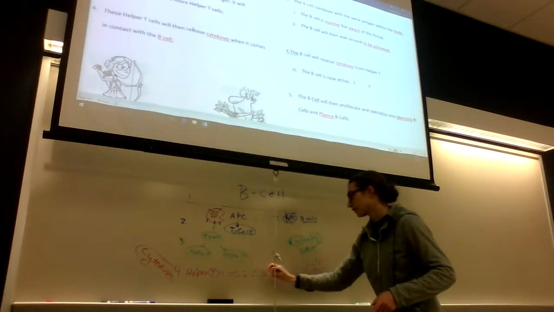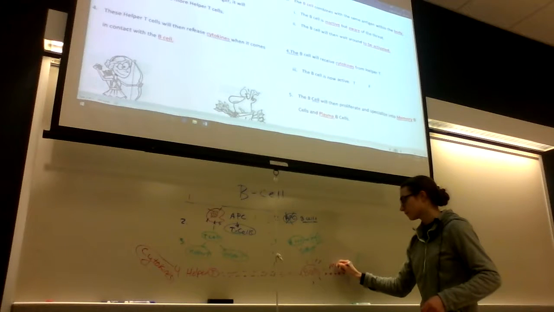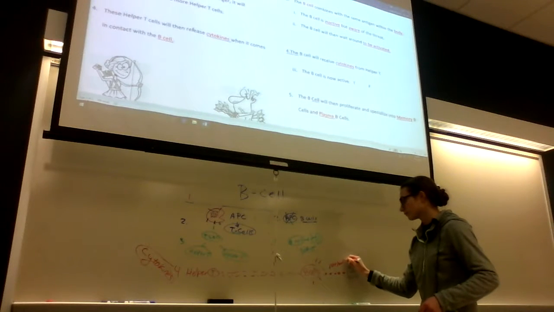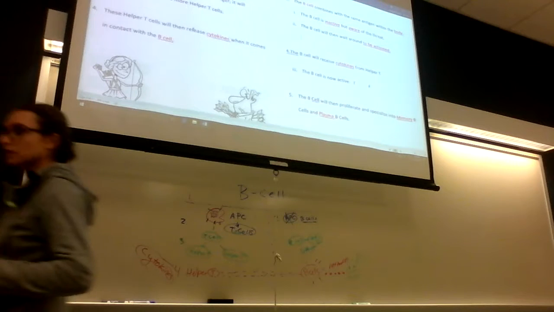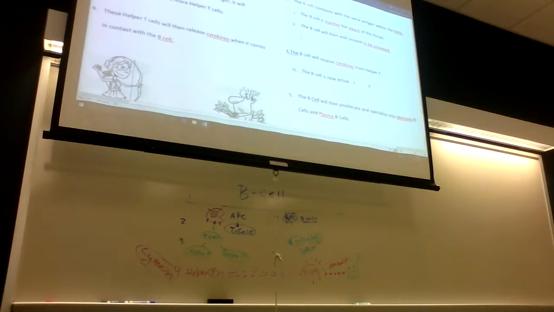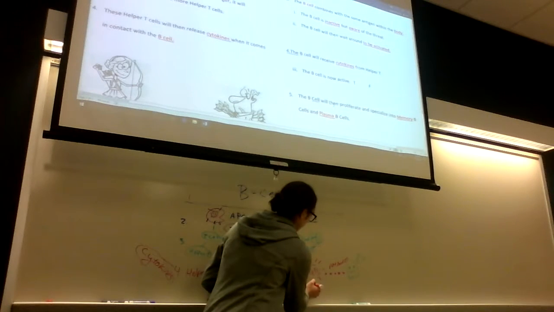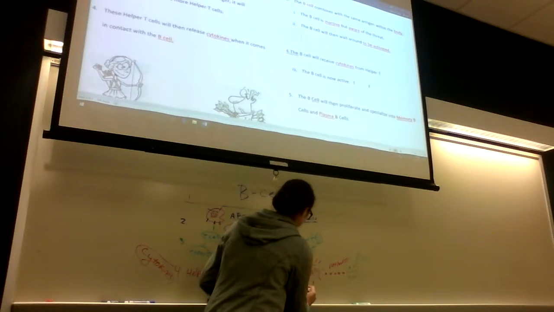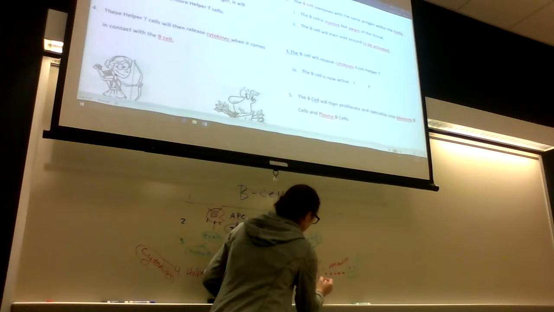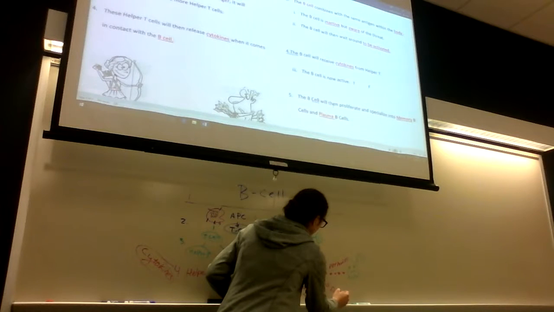So this is the cytokine, these are the antibodies. So the B cell receives cytokines, and the B cell is now activated. Before the B cell can secrete antibodies, it will also, so step 5, sorry, I got ahead of myself. The B cell will proliferate into memory B, and it will also proliferate into plasma B. And the plasma B cell is the one that secretes the antibodies.